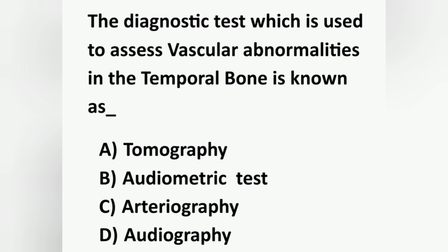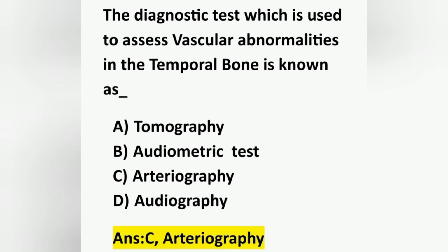And the next question, the diagnostic test which is used to assess vascular abnormalities in the temporal bone is known as. Options are option A tomography, option B audiometry test, option C arteriography, option D audiography. And the correct answer is option C arteriography. The question itself says vascular abnormalities in the temporal bone. Vascular is related to blood, that is known as arteriography. Option C is the correct answer.